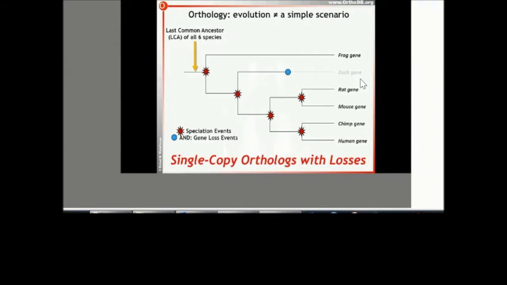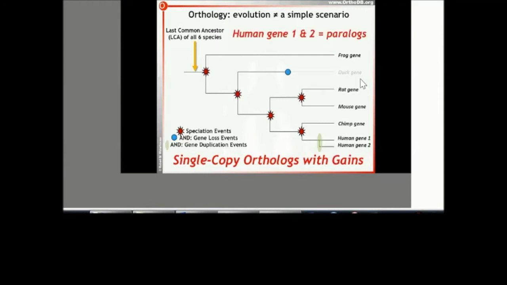Of course, evolution isn't always so simple, and other things happen. One event is gene loss. So here in the duck, we've lost this gene. The evolutionary history of the whole set of genes remains the same, just with the loss in 1 species. Other events, of course, include gains. So gene duplication events here in the human. So we have 2 copies, and in human, genes 1 and 2 are referred to as paralogs. Still a relatively simple scenario to get your head around, the evolutionary history of this gene family.